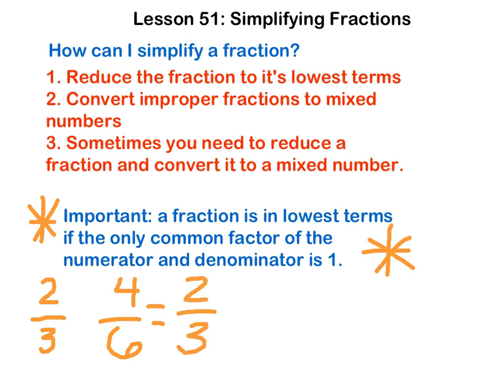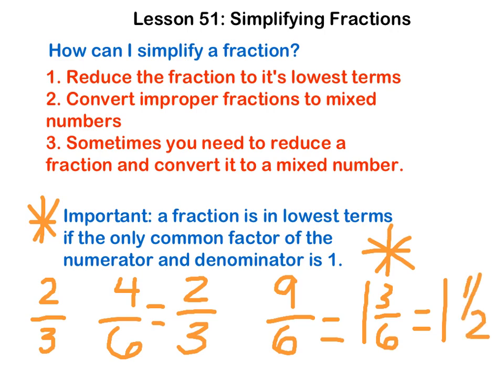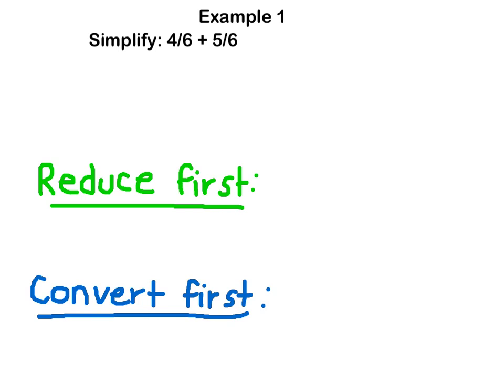Okay? Your other option for converting improper fractions is if you have a fraction that looks like 9/6. Okay? So 9/6 can be simplified to 1 3/6, which can then be simplified to 1 1/2. And let's go ahead and take a look at example number 1. Okay, so example number 1 reads, simplify 4/6 plus 5/6.